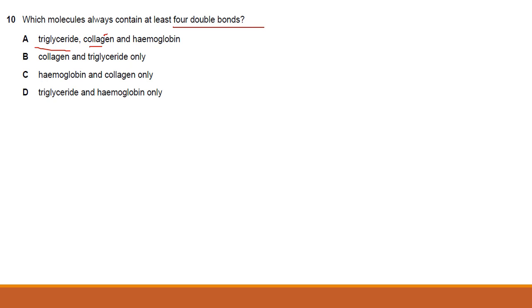So to say always contain, then this option would be wrong because of the triglyceride. This option is also wrong because of the triglyceride. This option is also wrong because of the triglyceride. Hemoglobin and collagen are likely to contain at least 4 double bonds. And so that leaves you your answer as C. And if you want to remember how this works, just go back to biological molecules where I explain the structures of these compounds.